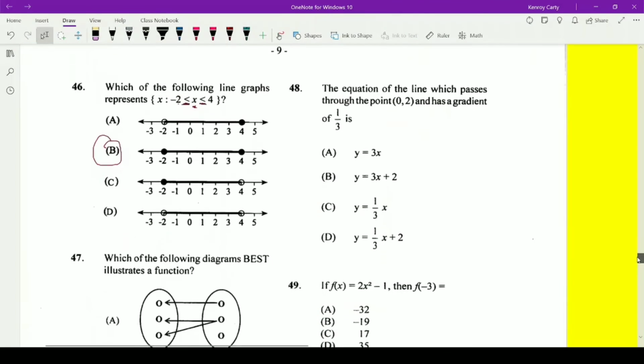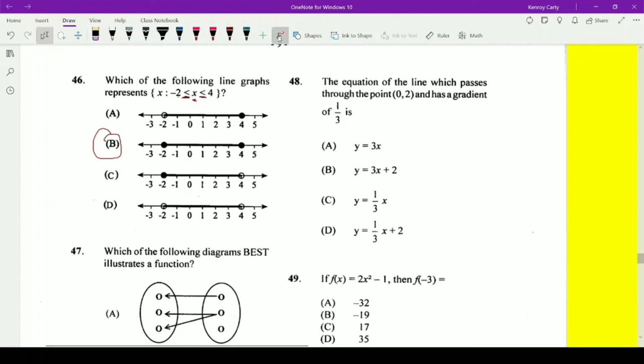48. The equation of a line which passes through points 0, 2 and has gradient of 1/3. So first of all, you're going to start out with the equation of a line. Y equal mx plus c. Now, of course, y and x are the variables, those remain unchanged. M and c represent the gradient. So m is your gradient and c is your y-intercept. Now you have your gradient equal to 1/3 x.